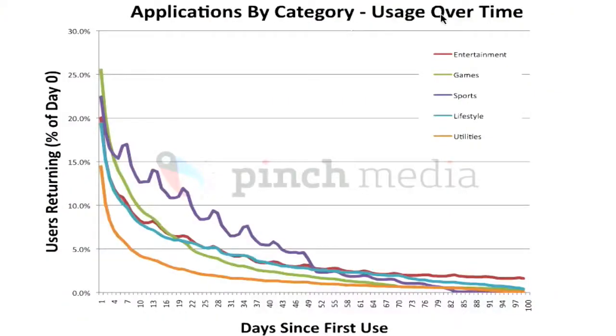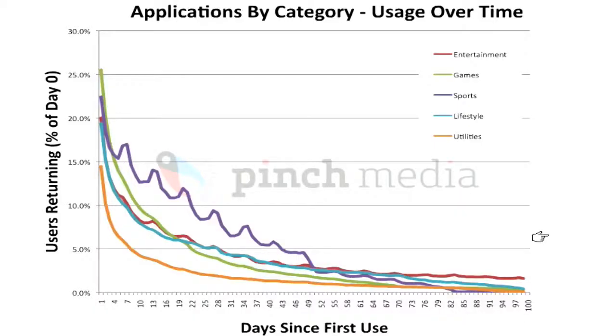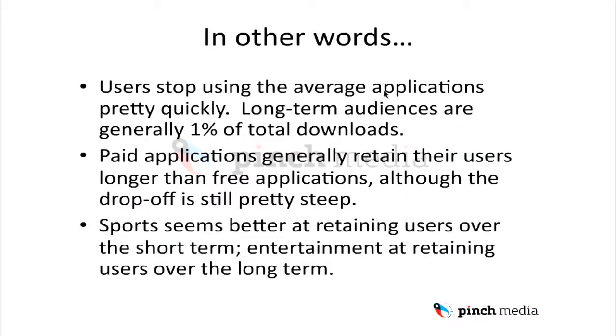Which apps get the most usage over time? So you can see down there, utilities actually drop off the fastest. And you can see sports kind of win out on the most area at the head. Games and sports and entertainment for sure have the most usage over time. Users stop using the average application pretty quickly. Long-term audiences are generally 1% of total downloads.